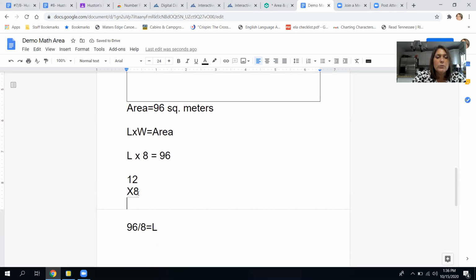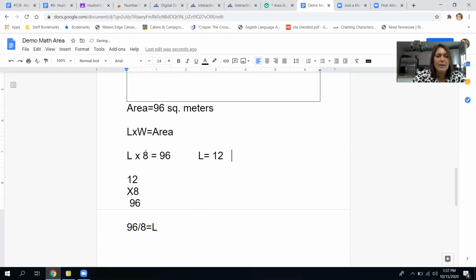12 times 8. Well, 2 times 8 is 16. Carry our 1. 8 times 1 is 8. Plus 1 is 9. So we know that 12 times 8 is 96. So that means we know that our length must equal 12.